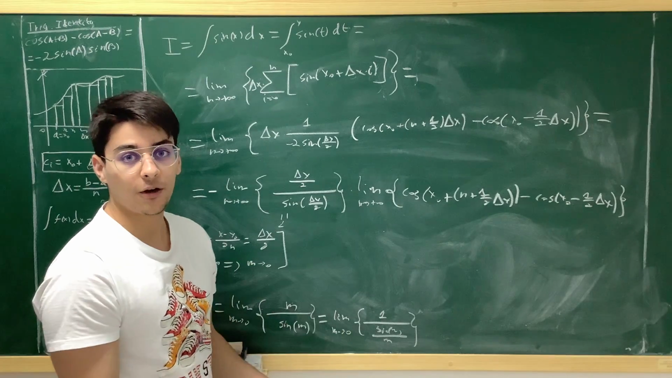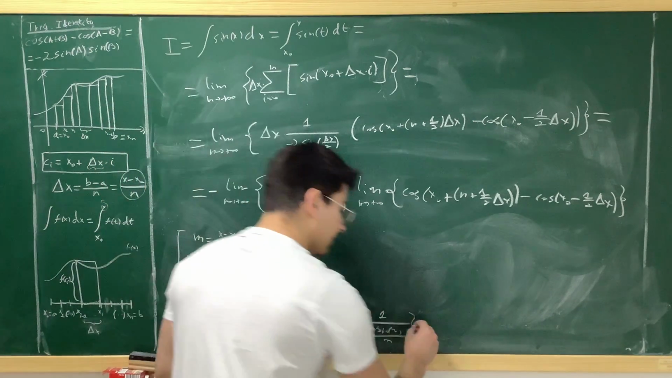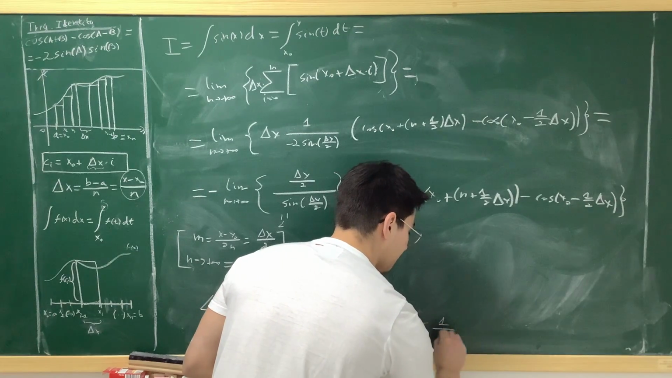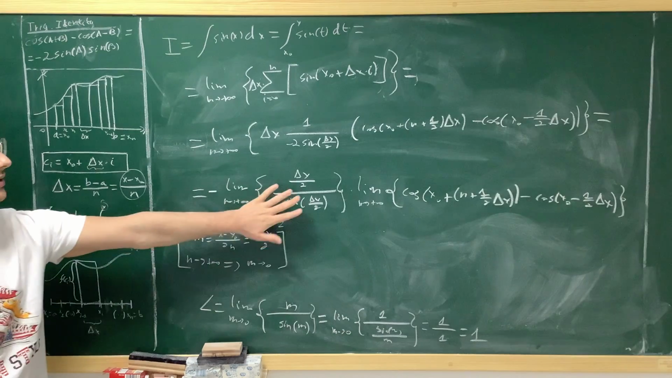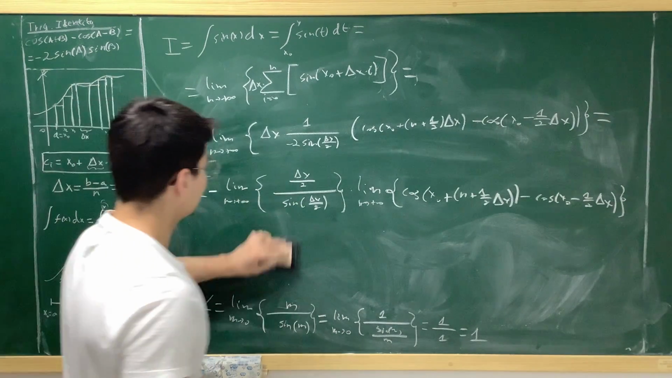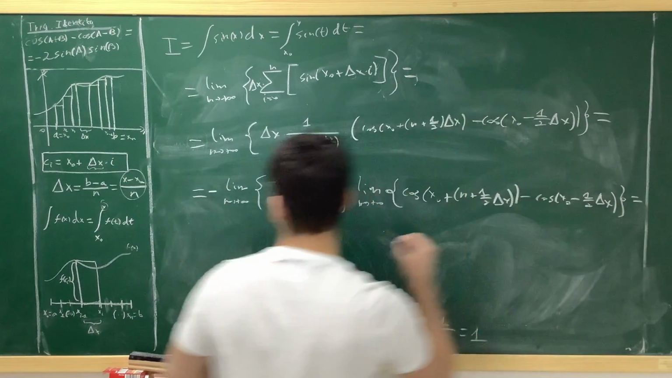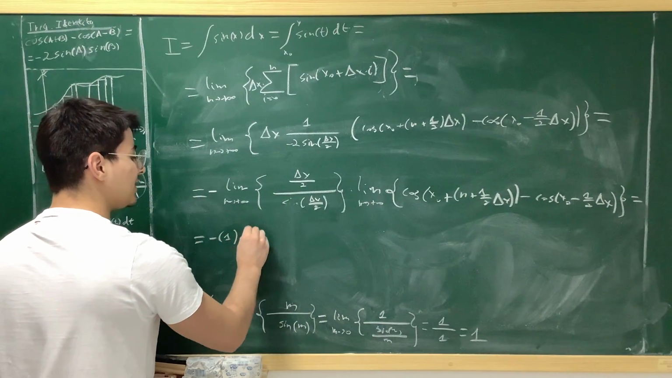I'm not going to prove it in this video. I will make a video proving it. So we can just rewrite this as 1 over 1, which is 1. So all of this is just 1, meaning that this integral is just minus 1 times this other limit.